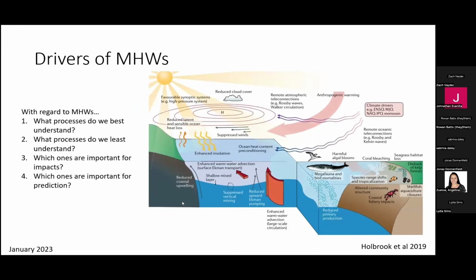So what kind of things are still to be done with the drivers of marine heat waves understanding? We understand some of these processes very well and some not very well at all. And then some of the marine heat wave drivers lead to heat waves that have very big impacts. And then some of the heat wave drivers also give us a better ability to predict. So I think there's a lot of work to be done around the drivers of heat waves and how we can use those for understanding the impacts and then the predictability of heat wave events.